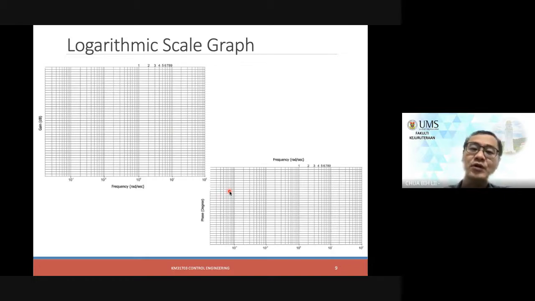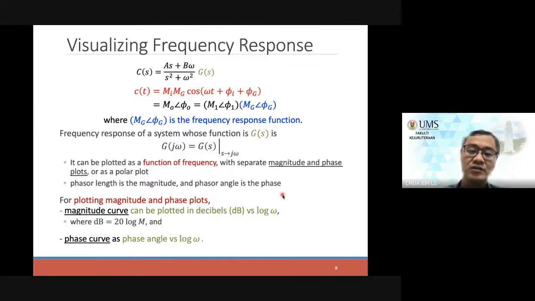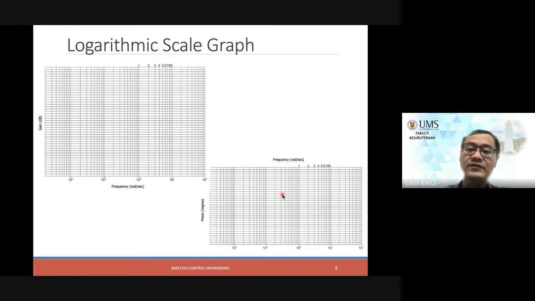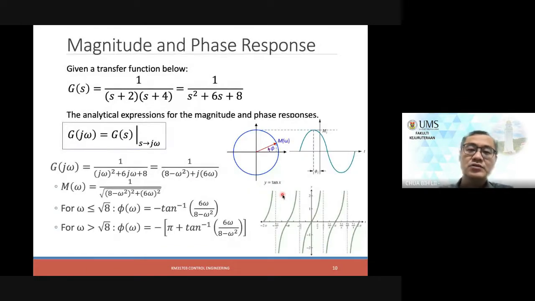So you don't have to prepare this one, you just have to use this graph paper and plot on it. Later on you will see how we will use this frequency response plot, the so-called magnitude curve and the phase curve, for our main purpose of designing.